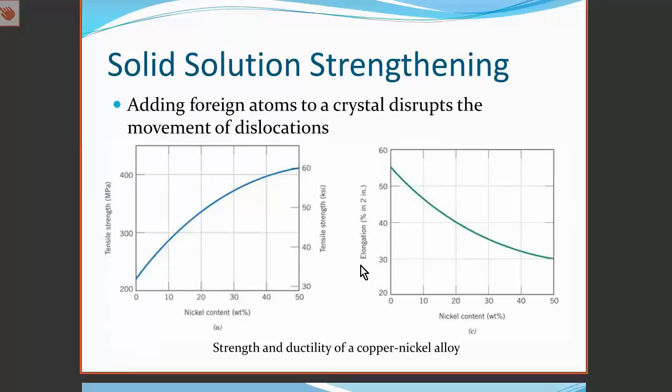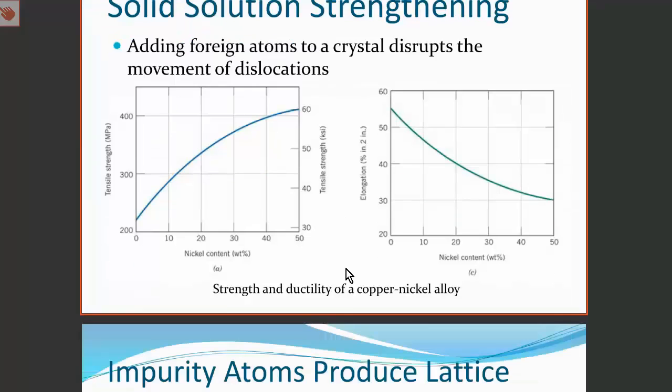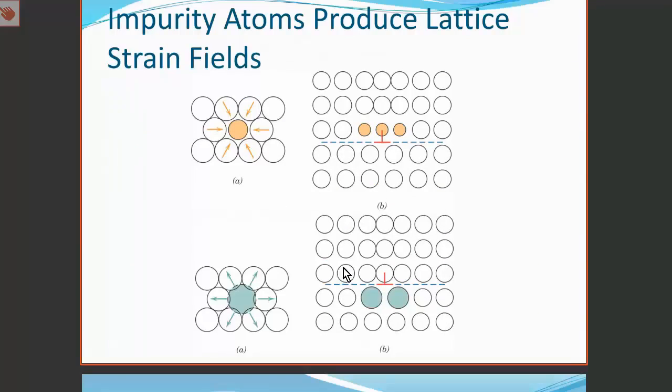But this strength comes at the cost of ductility. As we increase nickel content, we see that the elongation reduces, hence the ductility is reducing. So we can increase strength at the expense of ductility. Solid solution strengthening increases strength by disrupting the crystal lattice, which impedes the movement of dislocations.